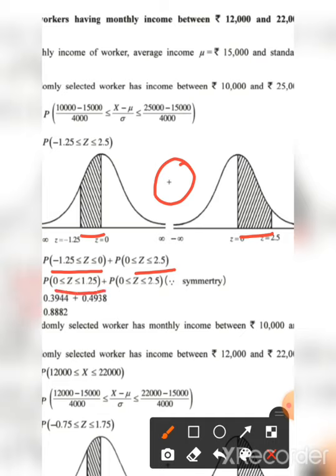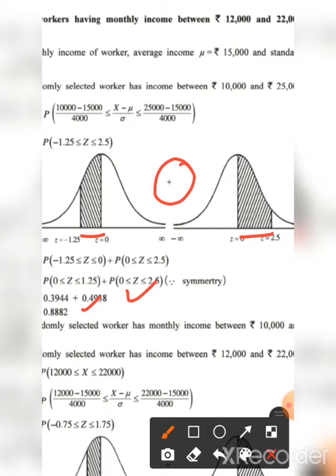So 0 ≤ z ≤ 1.25 plus 0 ≤ z ≤ 2.5. Again, the values of 1.25 and 2.5 we are going to look up in the standard normal curve table. So you would get 0.3944 plus 0.4938. You will add them. The final answer is 0.8882.